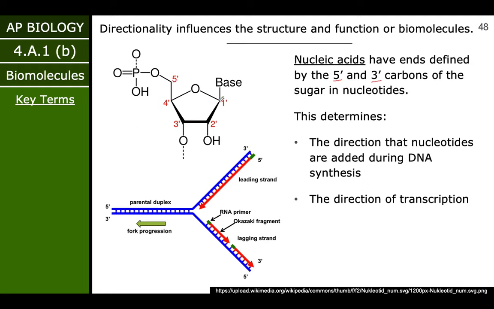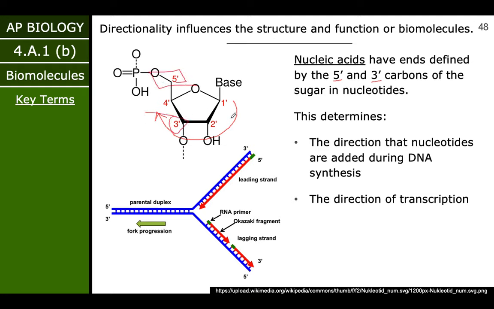So if you'll notice, we have a naming system, a naming convention for each of these carbons. If you remember from chemistry, every one of these little vertices is going to be a carbon. Okay, here's the first carbon. Here's the second carbon. Here's the third. Here's the fourth. Here's the fifth. So the prime just says, hey, it's a carbon. And the number just tells you which one. And I don't need you to memorize like, oh, we go clockwise from the base. I don't need you to memorize that. I just need you to know that there is a 5' carbon and a 3' carbon.